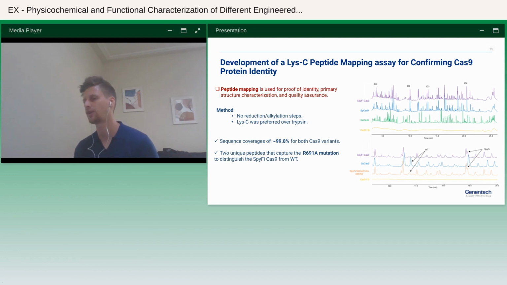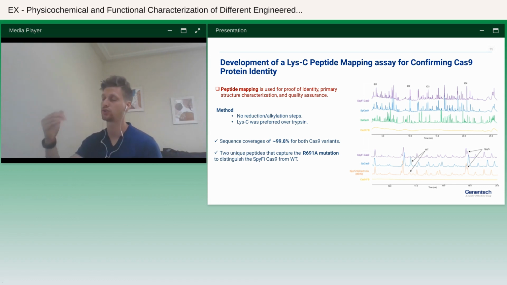And with our method, we obtain a sequence coverage of 98%, and most importantly, we can capture 2 unique peptides that correspond to the mutation to distinguish the Spike-Cas9 from wild type. You can see on the chromatogram at the bottom that for Spike in purple, we have only the peptide corresponding to the Spike-specific peptide, while for the Cas9, we have only the peptide corresponding to the wild type.